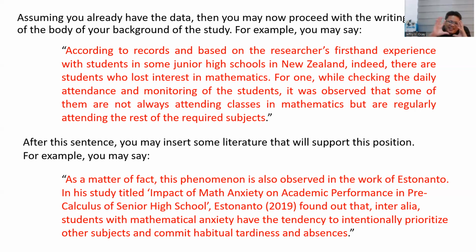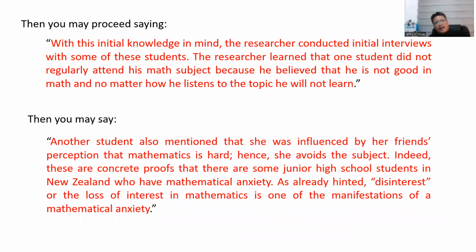So it should be the other way around. Make an argument first, make a case first, and then look for scholars, literature that could support your claim. And after that, you may proceed saying, with this initial knowledge in mind, the researcher conducted initial interviews with some of these students. The researcher learned that one student did not regularly attend his math subject because he believed that he is not good in math, and no matter how he listens to the topic, he will not learn.